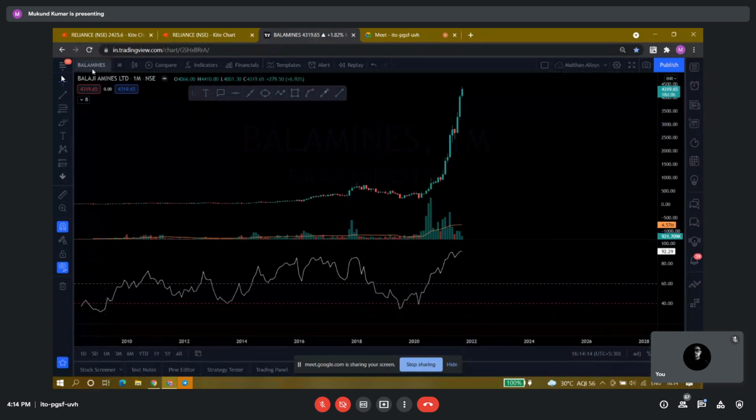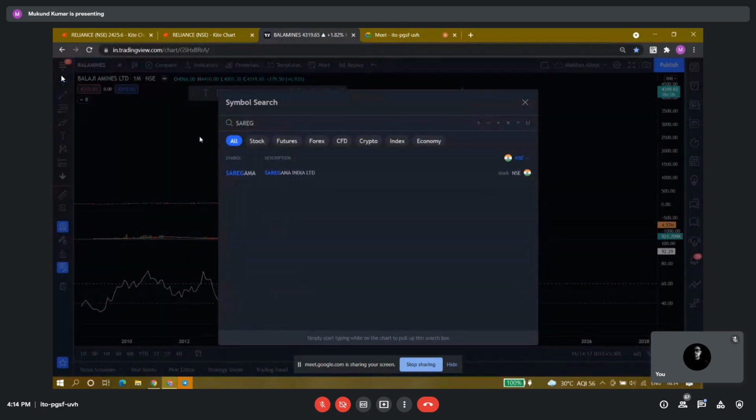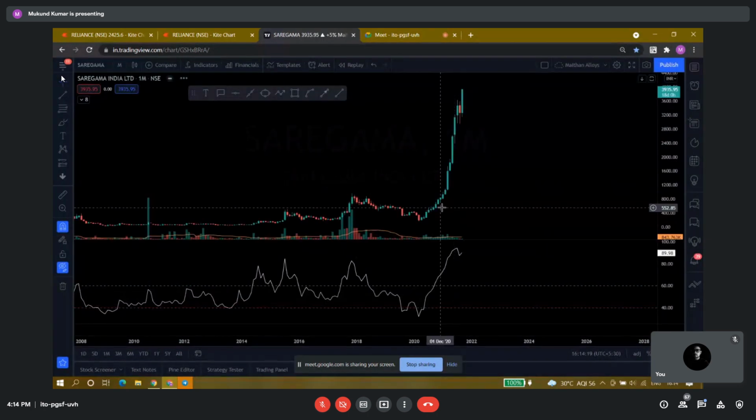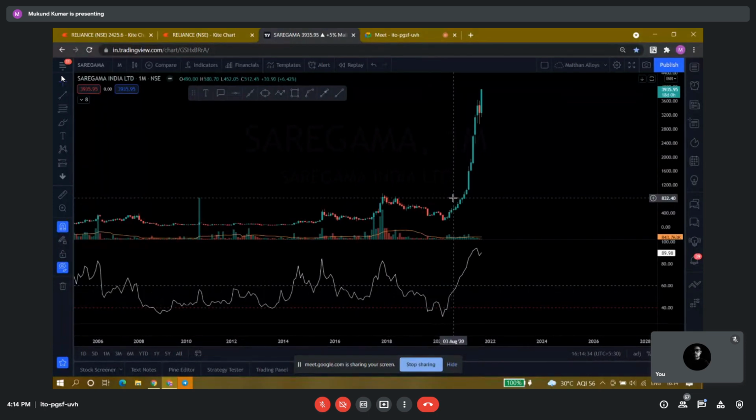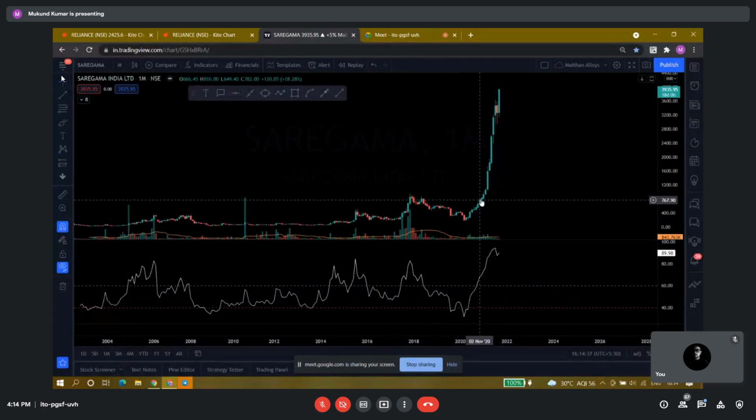Balaji Mines. Now another example is Saregama. Saregama is another example that I have given at around 500 or 600 levels, I remember. And you can see the stock is still going up and up and up. No coming down. So these are the beauties: RSI confirmation, RSI crossing, the stock also crossing its lifetime high. Perfect time to enter, perfect time to buy the stock, and just take some risk. If you can take risk, you can make good money.